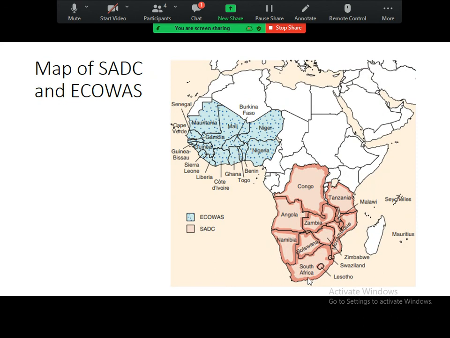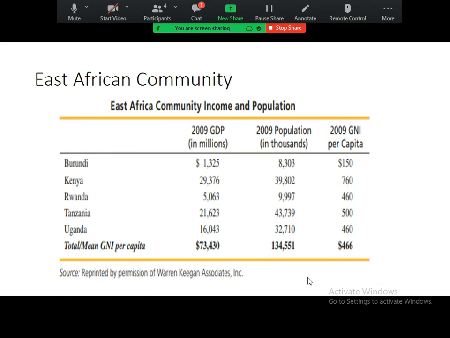So just see the map of the South African developed countries and the ECOWAS. Just now we have seen the ECOWAS and such a large continent of Africa. So after that we will move towards the East African Community.